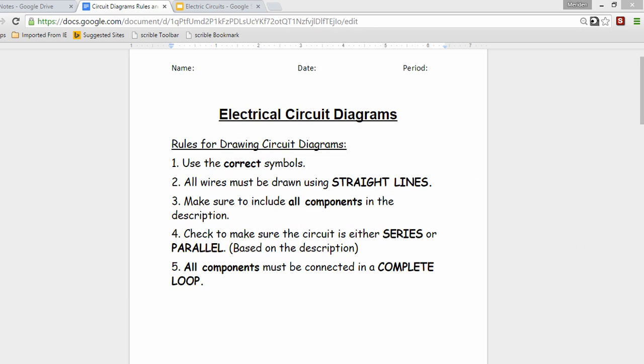Make sure to use all of the components in the description. You're going to get almost like a word problem, and it's going to say you should have 3 light bulbs, or a light bulb and a switch, or something like that. Make sure you include everything that is in that description. Also look into the description for whether it is in series or in parallel. Those are 2 key words to look for in our descriptions, and we're going to talk about those as we practice it.